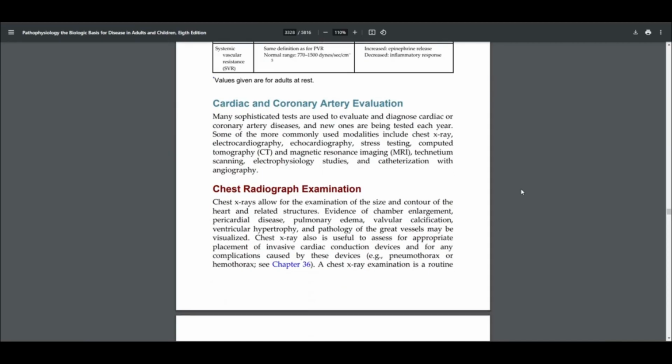Okay. So cardiac and coronary artery evaluation. Many sophisticated tests are used to evaluate and diagnose cardiac or coronary artery disease, and new ones are being tested each year. Some of the more commonly used modalities include chest x-rays, electrocardiography, echocardiography, stress testing, computed tomography, and magnetic resonance imaging, technetium scanning, electrophysiology studies, and catheterization with angiography.